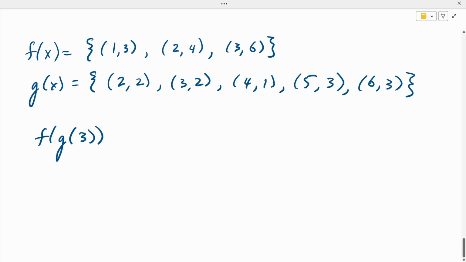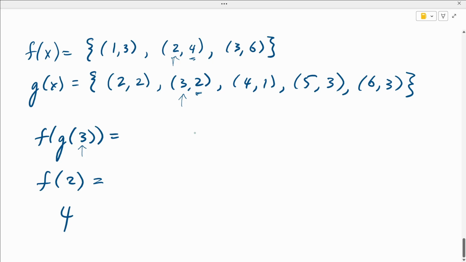Well, we'd go to the g function. We see that the input is a 3, so that takes us here. 3 maps to 2. So this is the same as f of 2. Our output of g of 3 is 2. So now we have an input of 2 for f. f of 2 is 4. So f of g of 3 is 4.